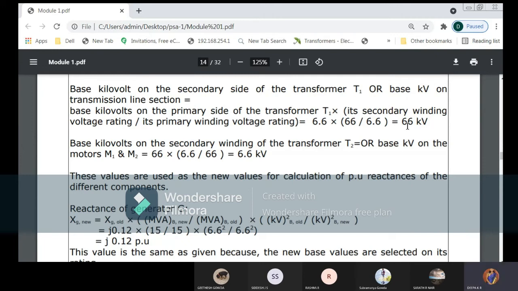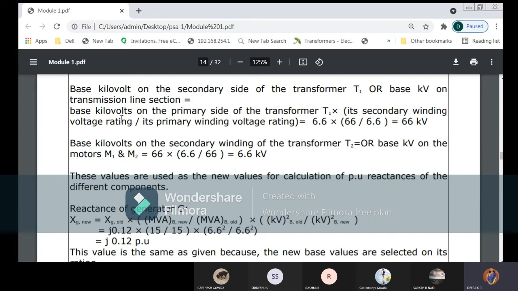You can ask me, ma'am, why should I take only the first transformer? Why can't I calculate from the secondary? Of course, you can do it. I will change the statement here: base kilovolt on the primary side of transformer 2, or base kV on the transmission line. The transmission line is connected to both sides, so you cannot change that statement. But which side can you change? The primary side of transformer 2.